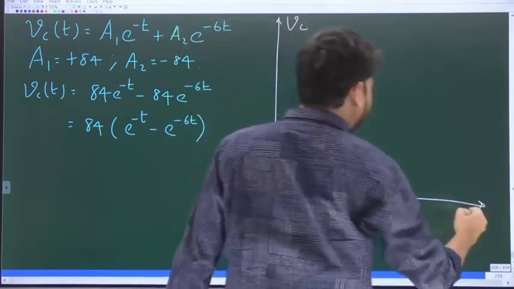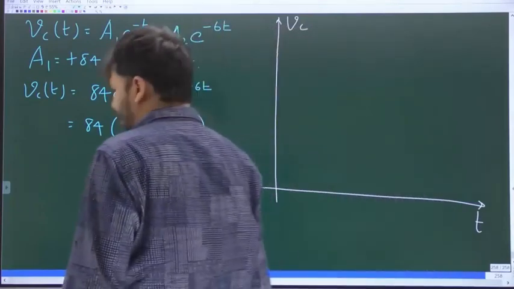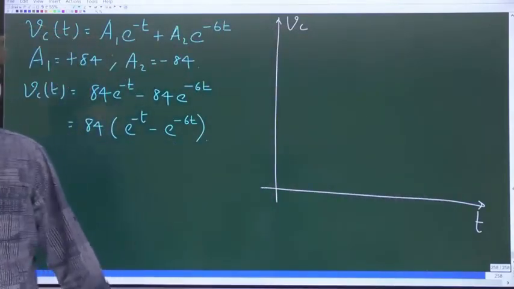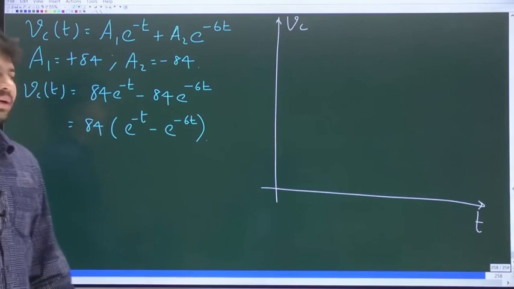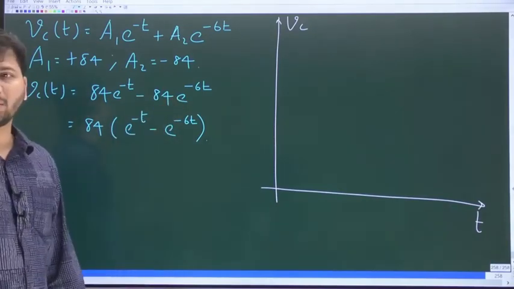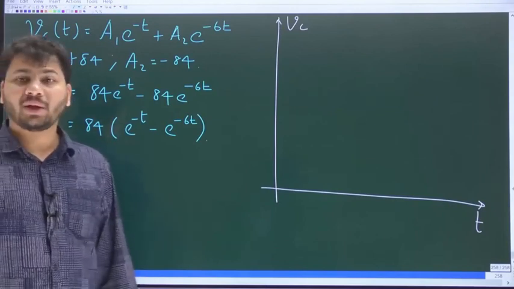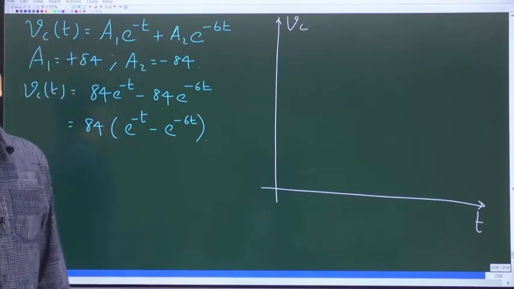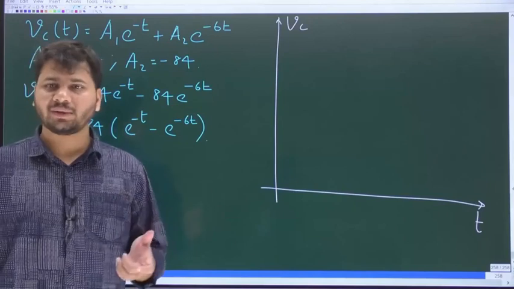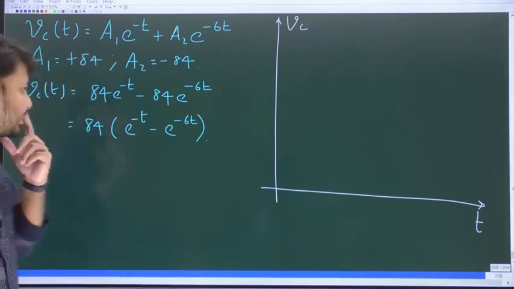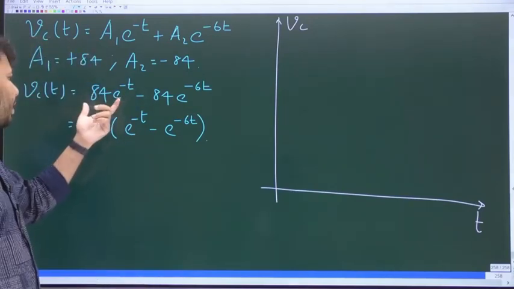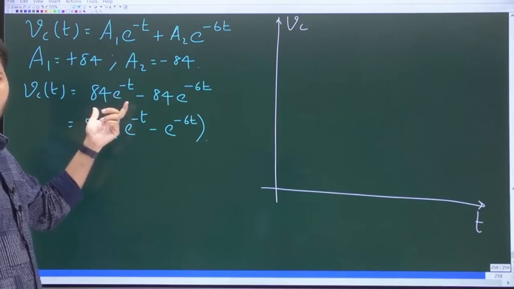So here's Vc versus time. What is the first exponential? 84 e power minus t. What is the second exponential? 84 e power minus 60t. What is the value of each exponential at t equal to 0? At t equal to 0, both exponentials are equal to 84. If you put t equal to 0, it will become 84.